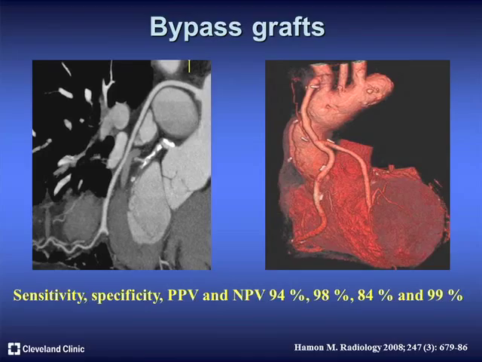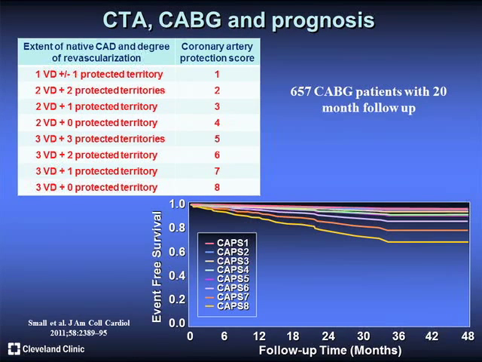High sensitivity, high negative predictive value, much higher specificity and positive predictive value, because grafts are bigger and they don't move as much as coronary arteries. This is a study published a couple of years ago, which again proved the incremental prognostic utility of CT angio. If you have one vessel disease and a protected territory, that has the best outcomes. If you have 3 vessel disease and every territory is unprotected, your outcomes were worse. This was evaluated on CT angio, so again, additional prognostic data in close to 700 patients.